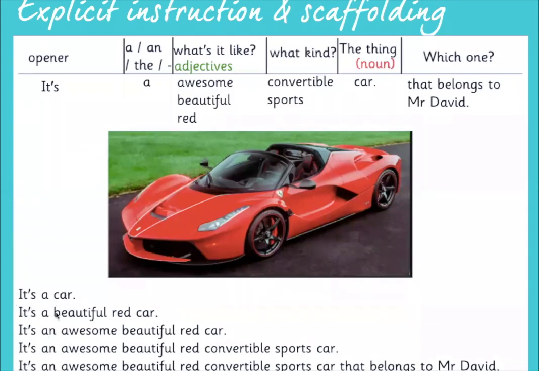So we start with it's a car, it's a beautiful red car, awesome beautiful red car, all the way up to awesome beautiful red convertible sports car that belongs to Mr. David. They had to go away with a set of images and this scaffold and either write or speak. They were not asked to just write. They could do this in spoken form. So most of our activities as a scaffold for EAL learners are either write or speak or both, to give that option to the students that maybe are not very strong at writing or maybe want to practice speaking more.